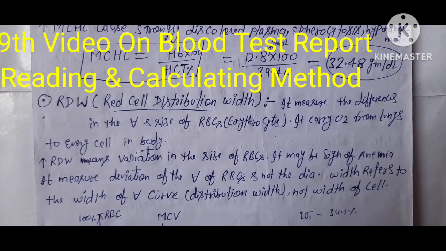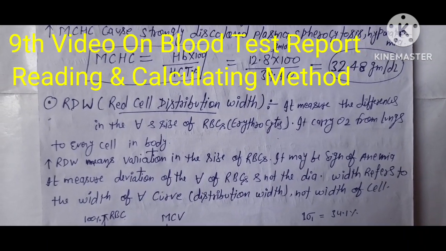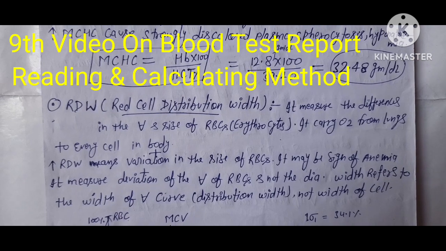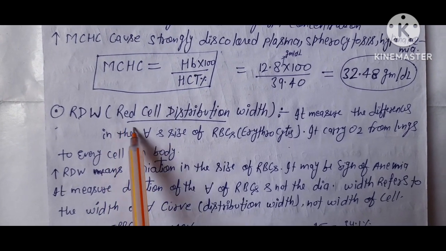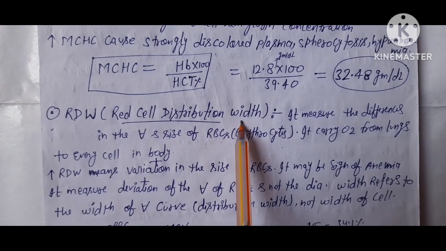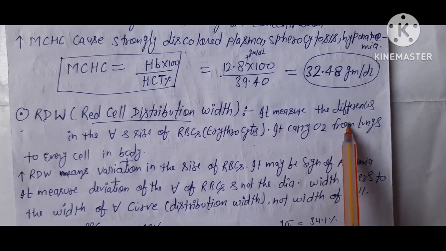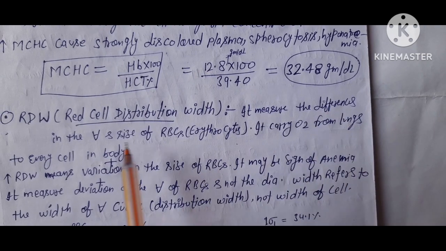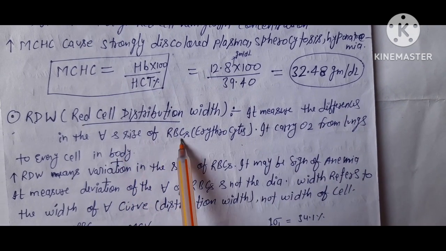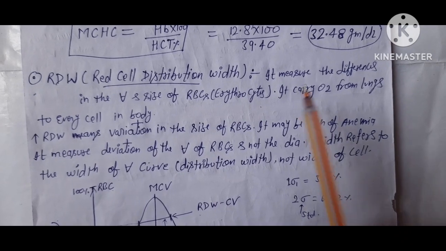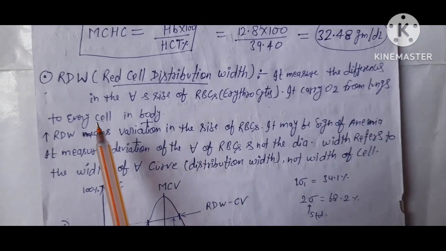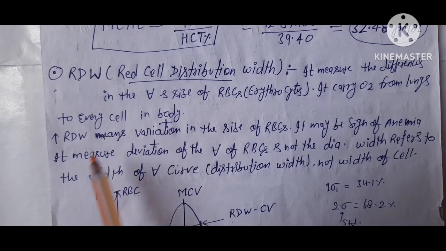Hi friend, this is the 9th video in the series on blood test reading and calculation methods. The topic now is RDW, which means red cell distribution width. Friends, it measures the differences in the volume and size of RBCs. RBCs, or erythrocytes, carry oxygen from the lungs to every cell in the body.